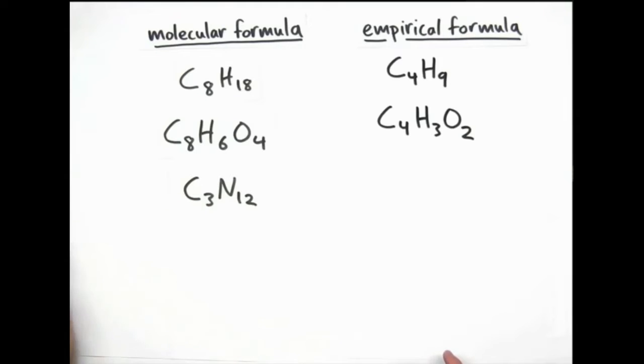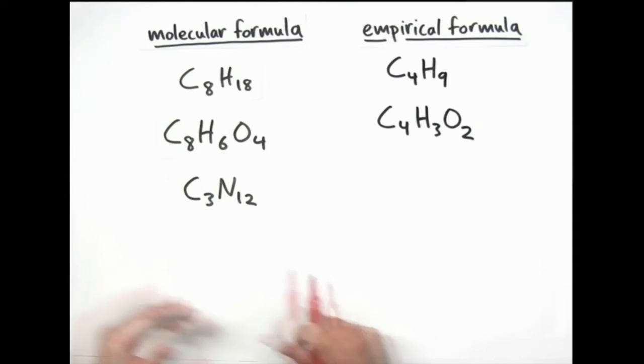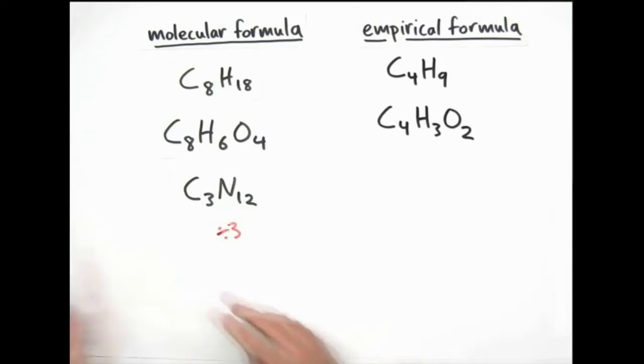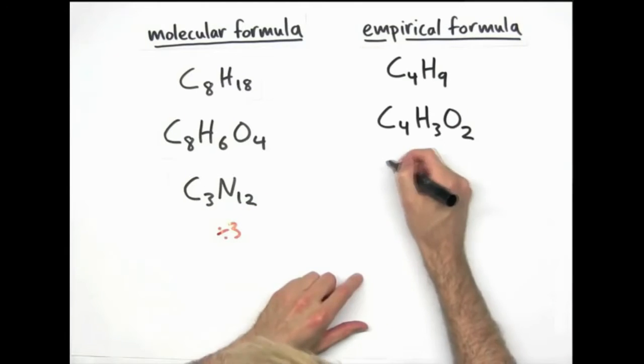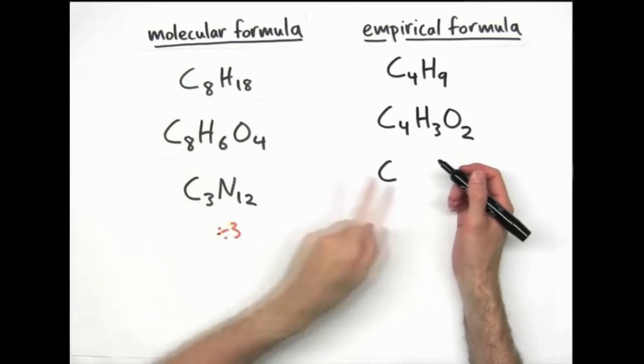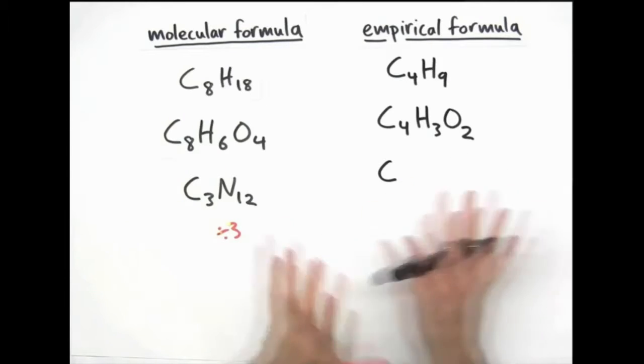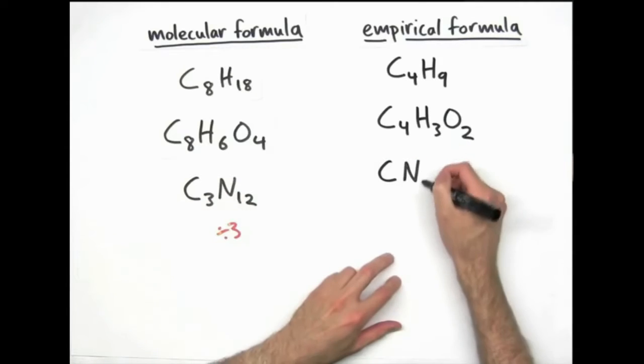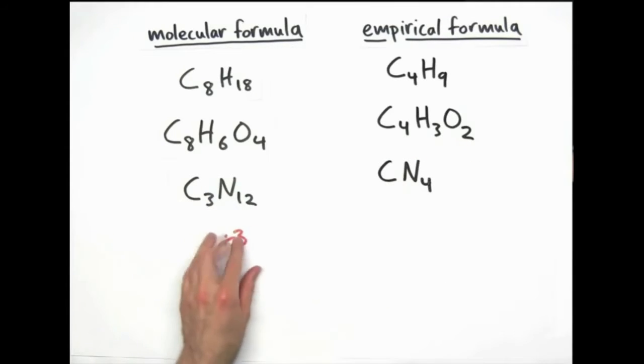C3H12. What can we divide everything by here to reduce it down? Okay. Both 3 and 12 are divisible by 3. So we'll divide these by 3, and we'll get C. 3 divided by 3 is 1. But remember, when we're writing chemical formulas and we have a 1, we just don't write anything. So it's just going to be C, and then it's going to be H. 12 divided by 3 is going to give us 4. So this is the empirical formula.